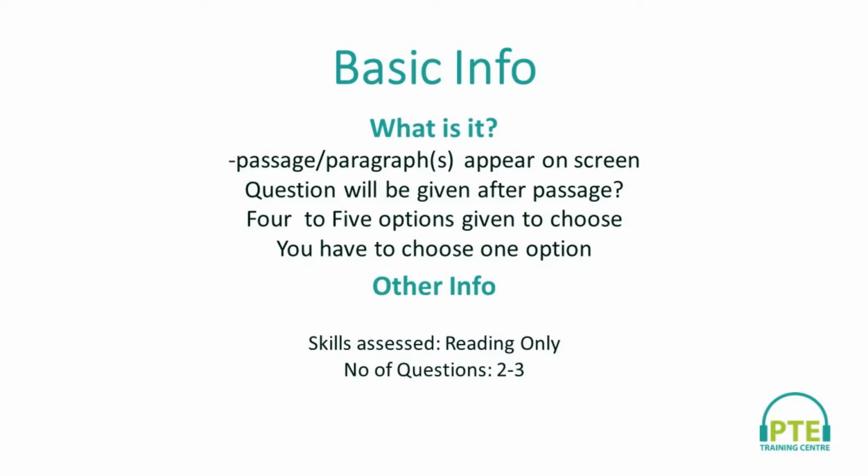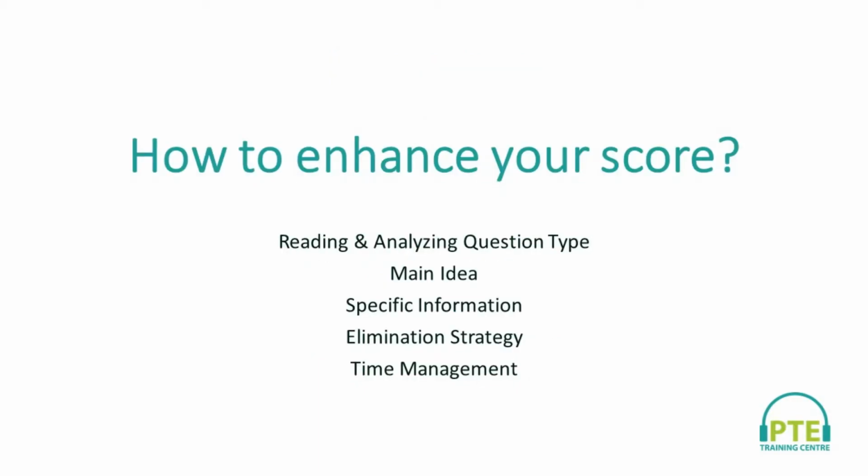In the next slide I will explain how you can crack this question and what are the best ways to attempt it. Having a good reading habit is always helpful when it comes to spotting the right options for the MCQ single answer. So how exactly can you improve your scores in this task? Well, there are some steps which can help. They include reading and analyzing the question type, which could be asked in 2 ways, the main idea one or the specific information one, and you can use the elimination strategy to rule out the wrong options.